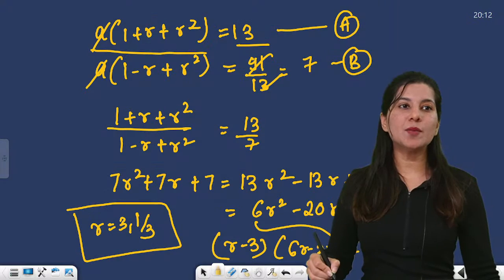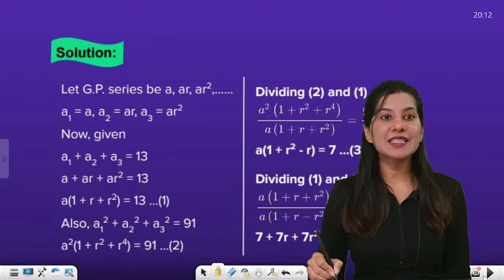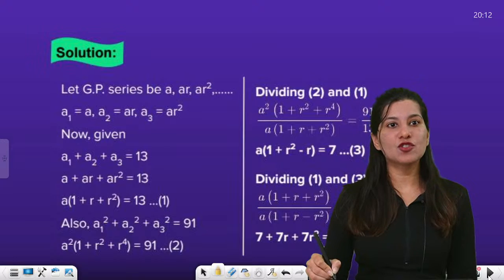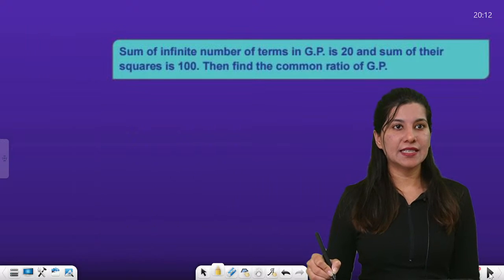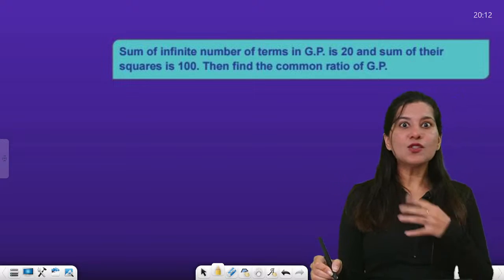I hope it is clear. By the way, if I have not mentioned that sequence and series is a high weighted chapter. Okay. Let us solve another question.